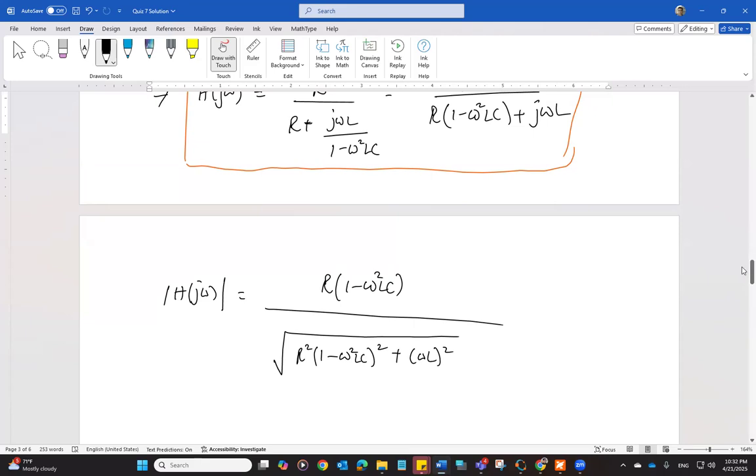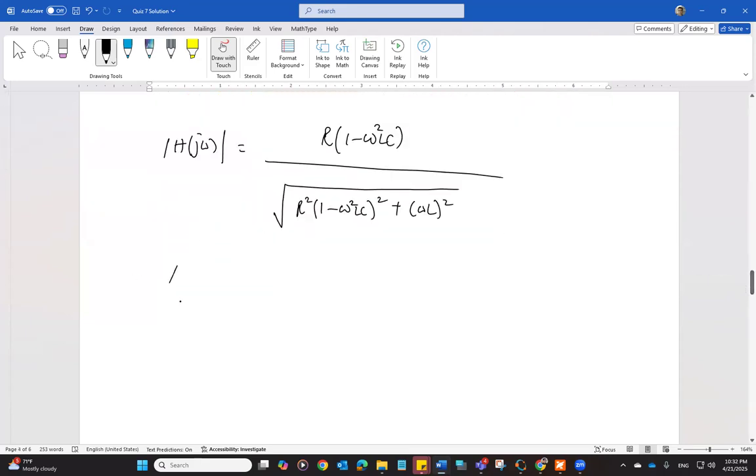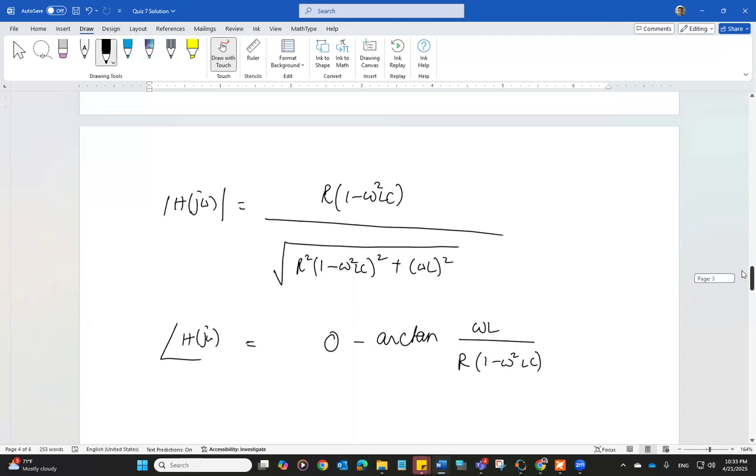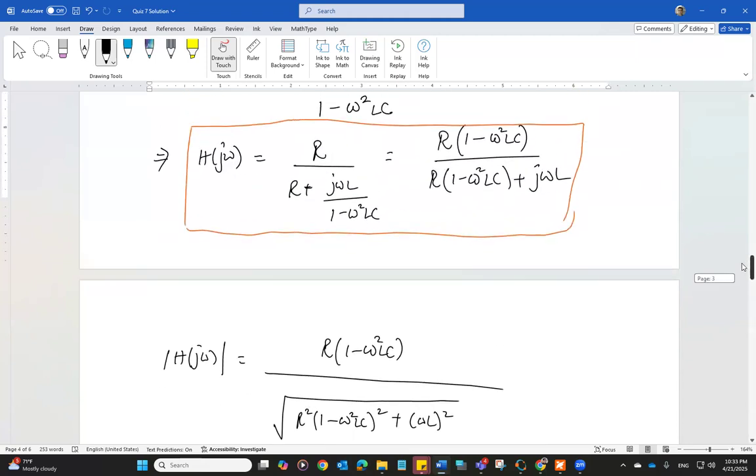That is the magnitude response expression, and likewise the phase response expression is going to be the phase of the numerator, which, since it's a real number, is going to be 0, minus the phase of the denominator, which will be arctan of the imaginary part, which is omega L, over the real part, which is R times 1 minus omega square LC. So negative arctan of omega L over R times 1 minus omega square LC. That is going to be the phase response expression for this transfer function.